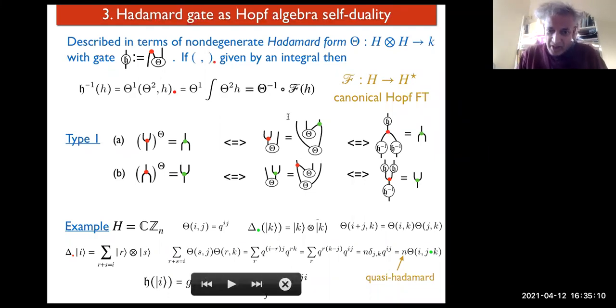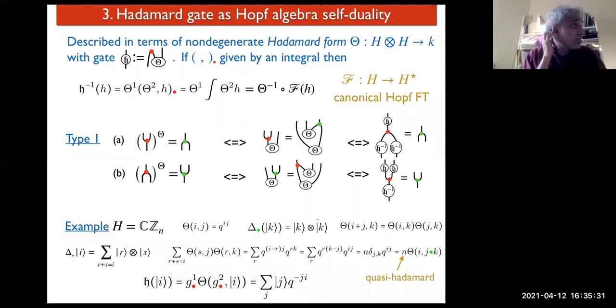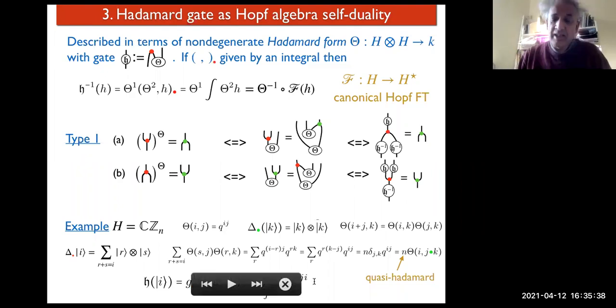But I should say that it depends very much on what you call the Hadamard gate, and in this one here, this is just the Fourier transform. So if you apply it twice, you'll get the inversion on the group. Right. And you have to apply it n times, so I think you'd get order 2n in this example.